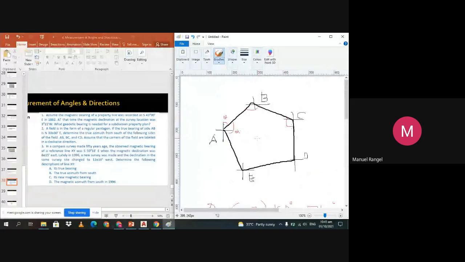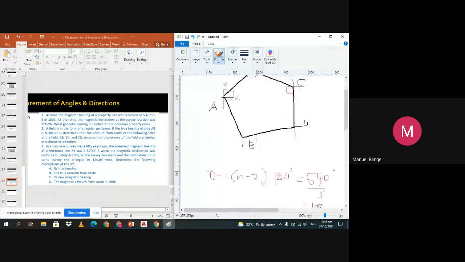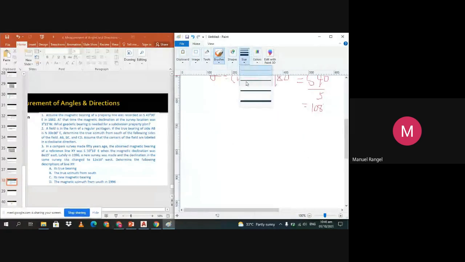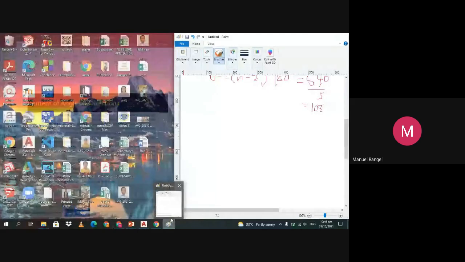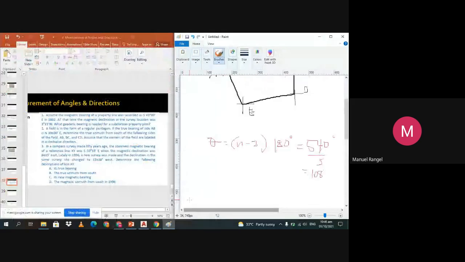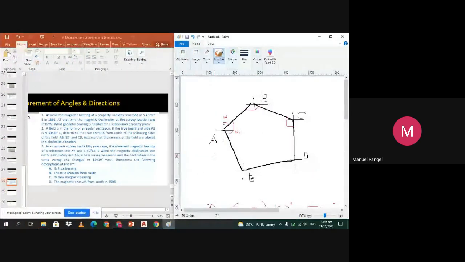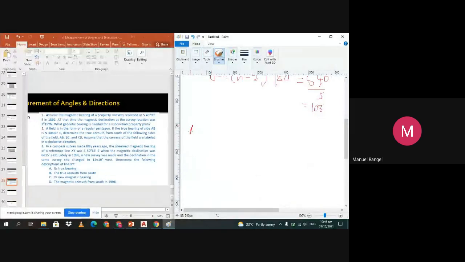Class. So the true bearing and true azimuth of side AB. So given ang north 30 degrees east. So the azimuth for AB, the azimuth from north is 30 degrees.